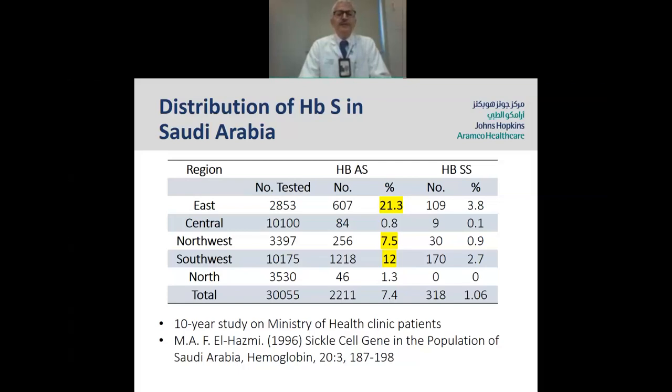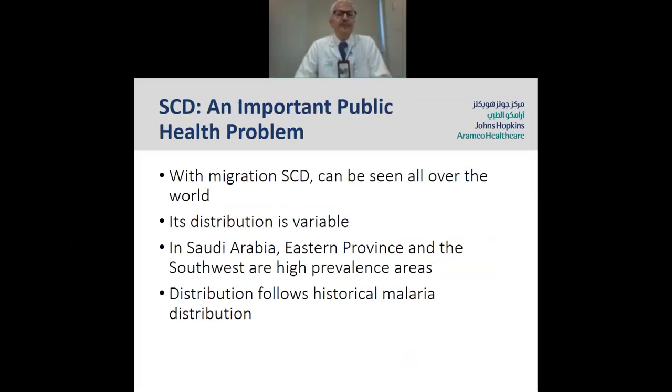In the Eastern Province, he found 21%. From the Central Province, very low. Northwest is not trivial, 7.5, and Southwest comes next to the Eastern Province. In the North it was very low, but the number was very small too. Oh, sorry, it was 3,530, so it was not trivial. This study was done over a period of 10 years and published in 1996.